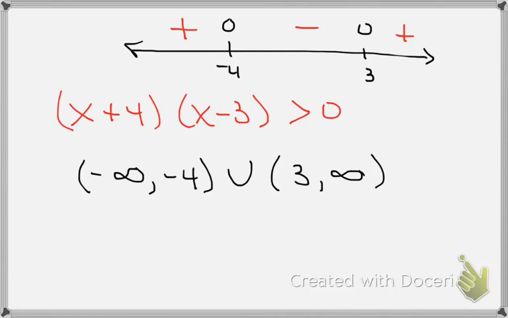And now I know where x plus 4 times x minus 3, or what started as x squared plus x, is greater than 12.